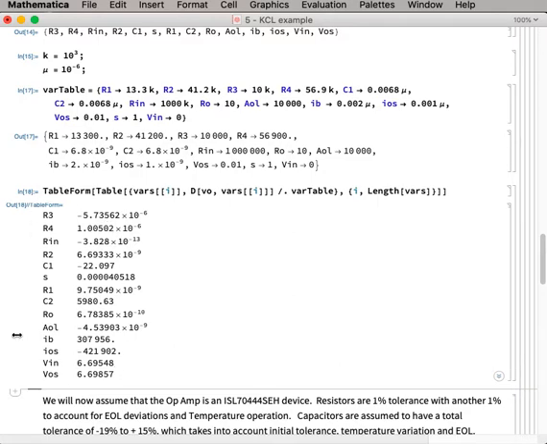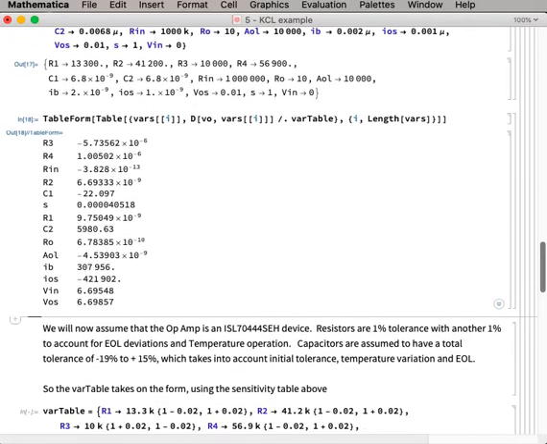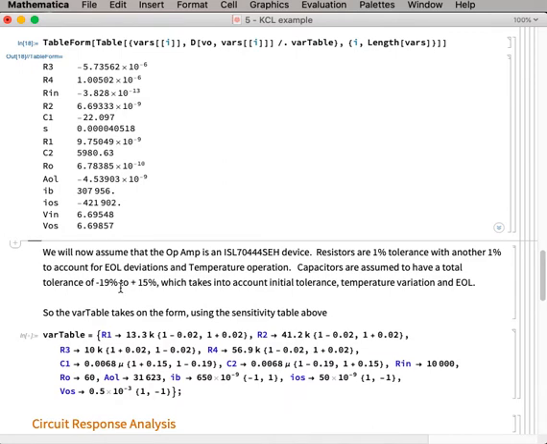So here's that list, that table that we're going to use. Now at this point we have not chosen an op amp, so let's just assume it's an ISL70444SEH device, and we'll assume the resistors are 1% tolerance with another 1% to account for end-of-life deviations and temperature operation. Capacitors are assumed to have a total tolerance of minus 19% to 15%, which takes into account the initial tolerance, the temperature variation, and end of life.